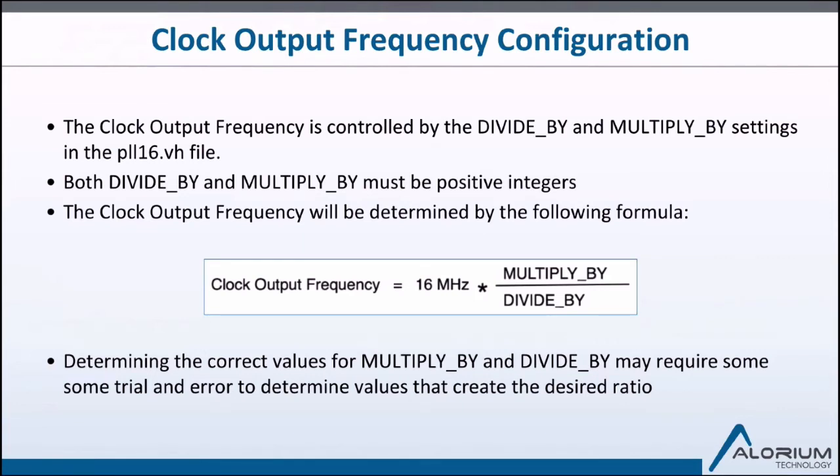To get the clock output you desire, you may have to do some trial and error to come up with values for multiply and divide that get you close to the value you want. Usually it's possible to find values that get you within 0.1 or 0.2 of the desired frequencies.